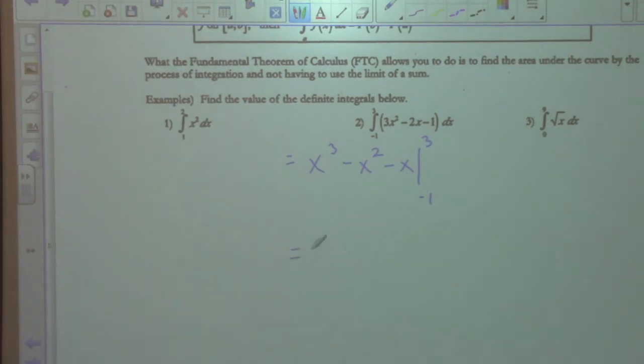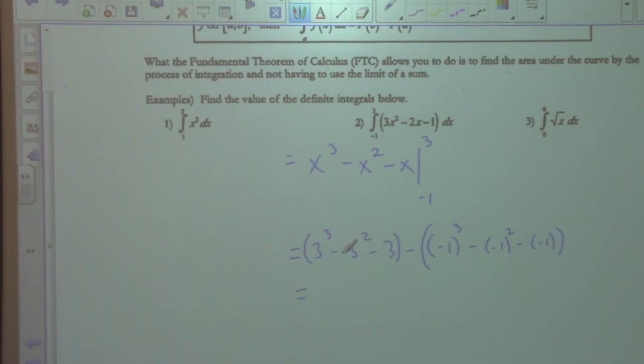So now we can plug in. We'll plug in 3, so we get 3 cubed over 3 minus 3 squared over 2 minus 3, just replacing x with 3, and then we're going to subtract out this with the substitution of -1. Now, we got a negative number here, so I'm going to make sure that I parenthesize, and minus -1 squared minus -1 like that. And now we just work this all out and get what we need.